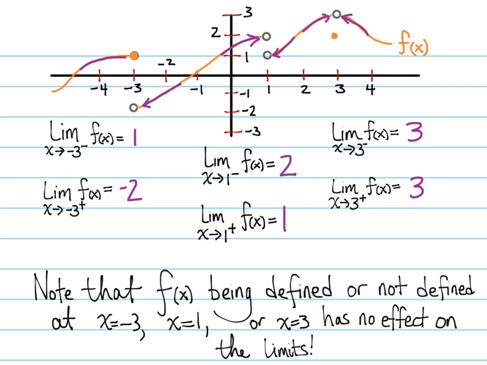Note that even though back at -3, f of x does have a definition, f of -3 is 1. Here, at x equals 3, f of 3 is 2. And here, at 1, f of 3 is nothing. Even though sometimes f of a is defined or it's not defined, it doesn't affect our limits. The limit never cares about what's actually happening at the value that we're heading towards, only what's happening nearby.